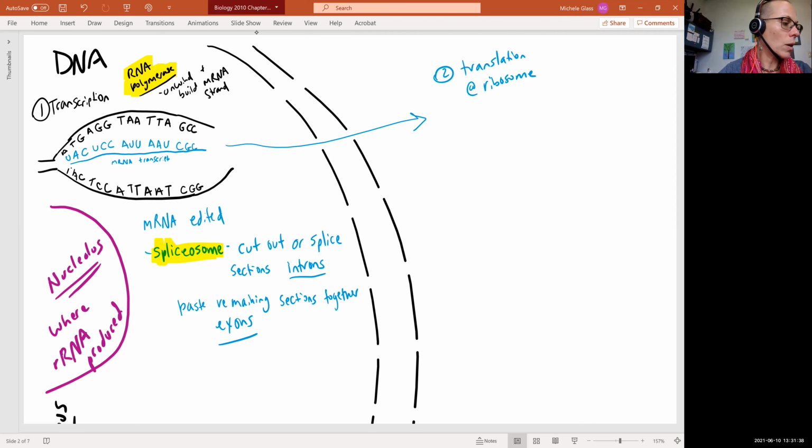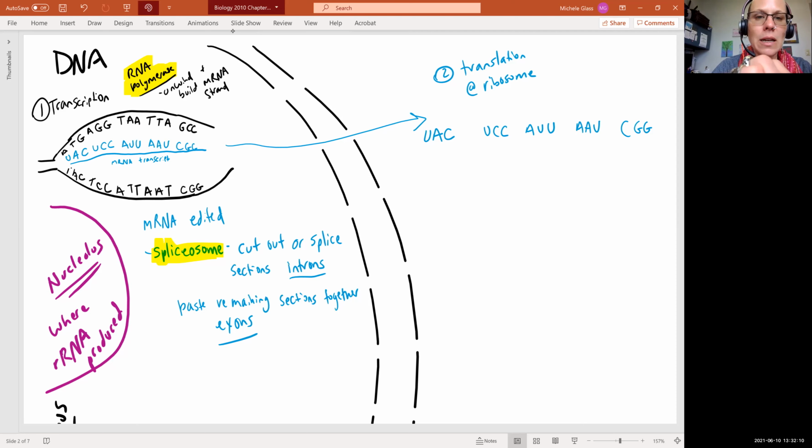And so just to help simplify, I'm going to rewrite over here my mRNA transcript. So I'm going to have UAC, and I'm going to put them in groups of 3 letters. UCC, AUU, AAU, CGG. So I didn't actually edit mine. I didn't cut or paste anything. So everything that I originally transcribed, I'm putting into this final mRNA.